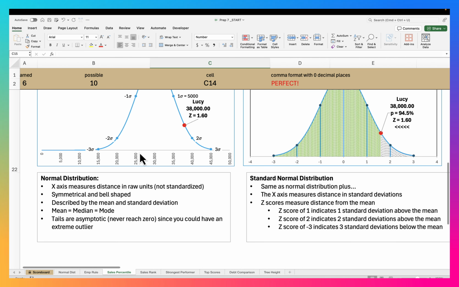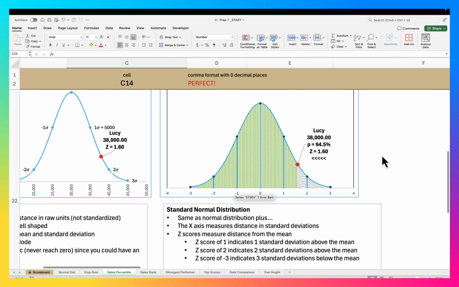All right, so here's your normal distribution. Here's your standard normal. The normal distribution, the x-axis measures distance in raw units, not standardized. It's symmetrical and bell-shaped. It's described by the mean and standard deviation. Those are the only two numbers you need to draw this curve. The mean is also equal to the median, which is also equal to the mode in a normal distribution. And the tails are asymptotic, kind of a cool word, which means they never reach zero, since you could have an extreme outlier. So even though those look like they're hugging the x-axis, theoretically there's a little distance there that one of these little dots could hide in.